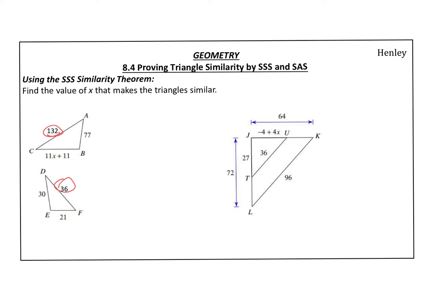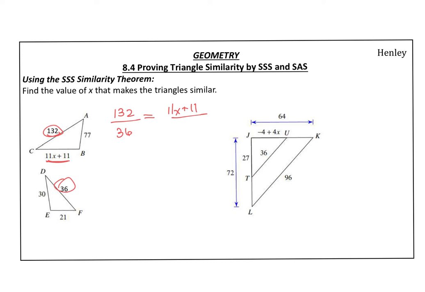Now, if you notice, we have 11x plus 11. That's one we want to work with. We definitely want that one there, because if we don't have it, we won't be able to find x. So 132 on top on one side and 11x plus 11 on the other side. Underneath 132 is 36 because they correspond. So now we have to look and see which side corresponds with 11x plus 11.